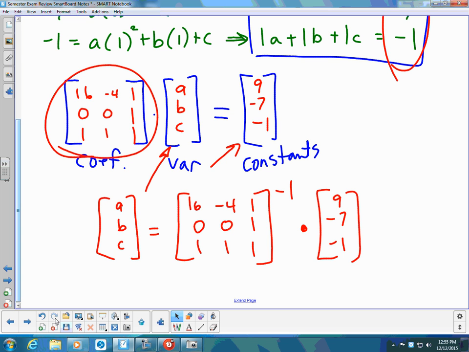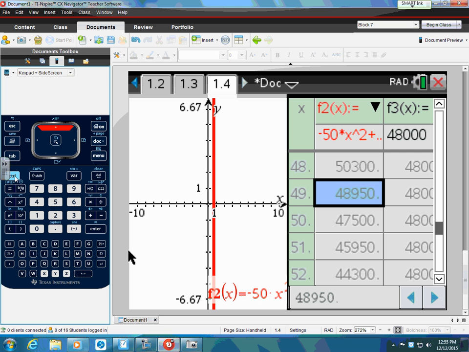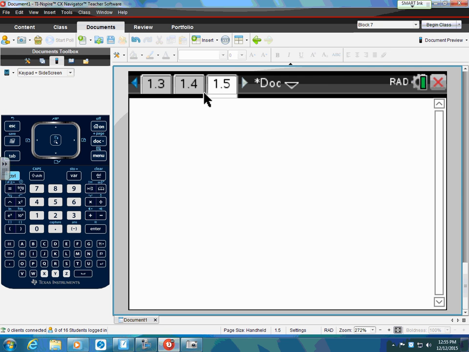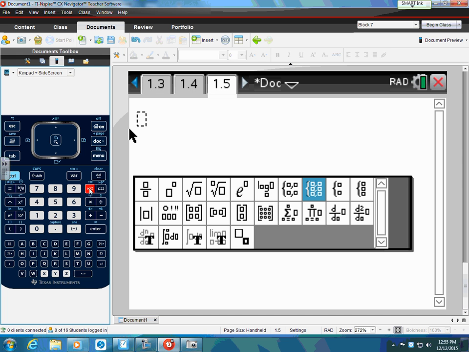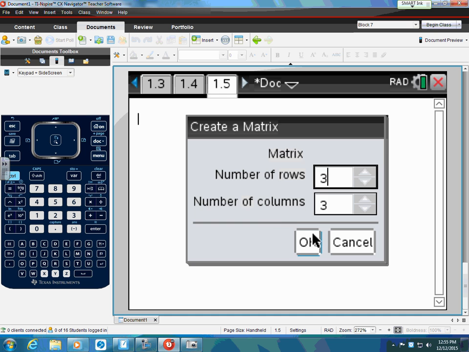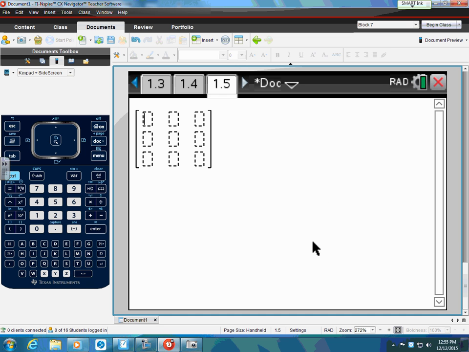We need to type this in. So going to our calculator, I just want a calculator page. I'm going to push this button right here, to the right of the 9. I want this icon right here. It asks, do you want a matrix 3 by 3? I do. I'm going to do 16, tab, negative 4, tab, 1, and so on.